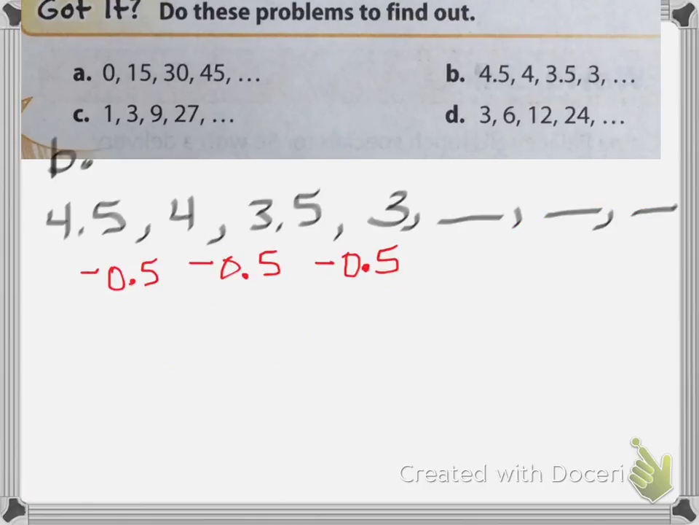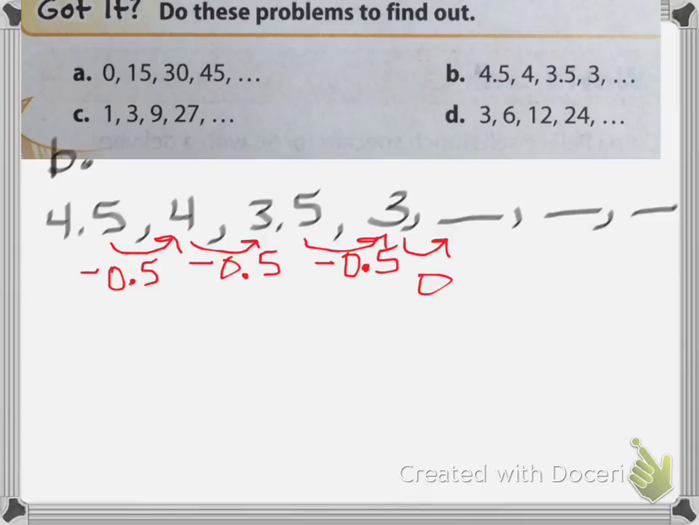All right, welcome back. For B, notice we have written all of the information there, and we've discovered that the pattern to get from 4.5 to 4, we had to subtract 0.5. To get from 4 to 3.5, we subtract 0.5. 3.5 to 3, we subtract 0.5. And now we're going to go here to get from 3 to our next term in the sequence.